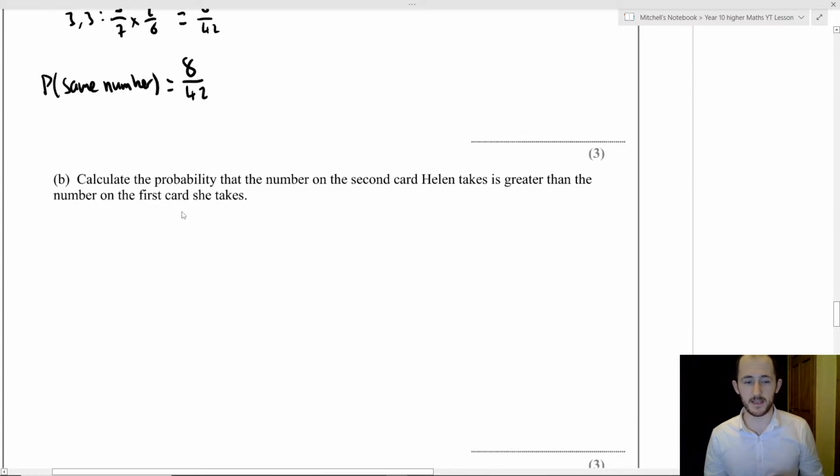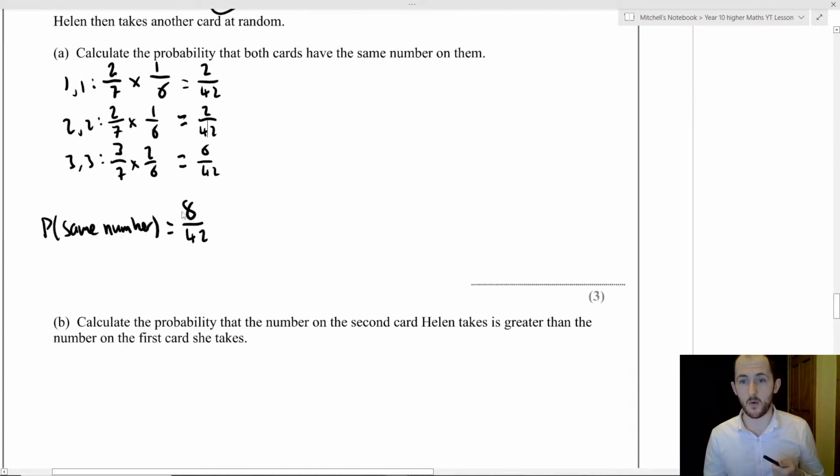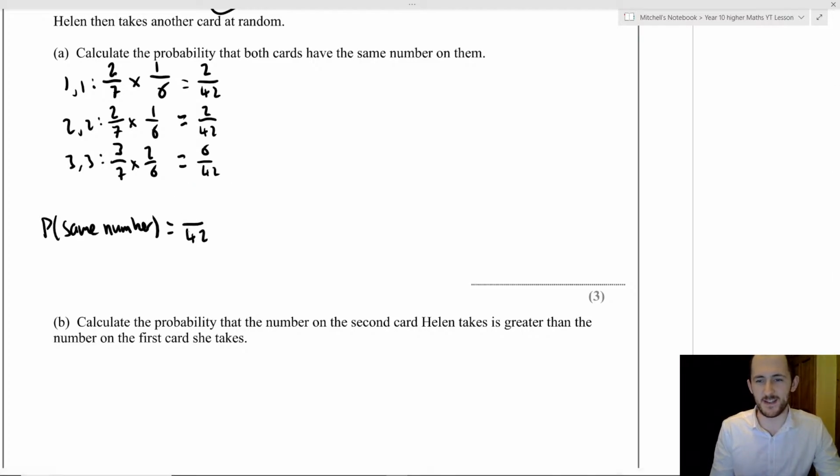Is that the answer to part B? Oh! Well spotted, Evie. 2 plus 2 plus 6 is 10, not 8. I'm sorry. I'm dosed up on a lot of medicine at the moment. Yeah, that is completely correct. That is a 10. Well spotted. Cool.